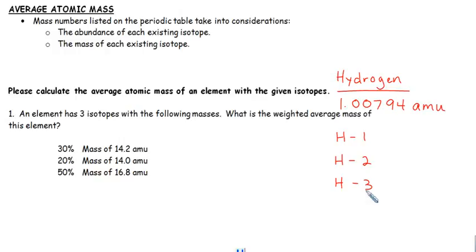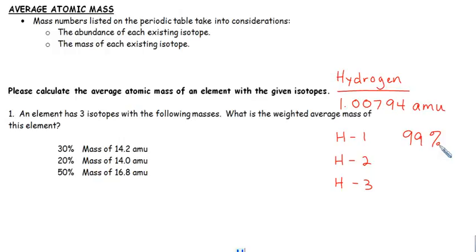Now, it's not just a flat-out average. Here are the 3 isotopes. If I add 1 plus 2 plus 3 and divide by 3 and just take an average mass, we would be saying that hydrogen's mass is 2. And it's not. It's a weighted average. It also takes into consideration the abundance of each isotope. So, for example, over 99% of all the hydrogen on the face of this earth is hydrogen 1. Just a very small fraction of the hydrogen atoms are mass 2 and 3.